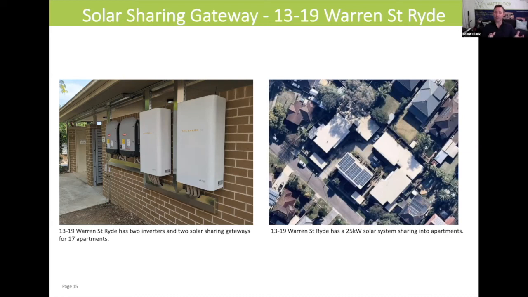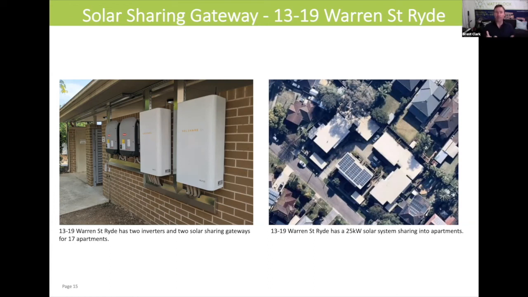So just to give you an idea, each solar sharing gateway can connect up to a maximum of 15 individual apartments. At 13 to 19 Warren Street, there are 17 apartments, and all apartments are connected to the solar sharing system, so they needed a second solar sharing gateway.